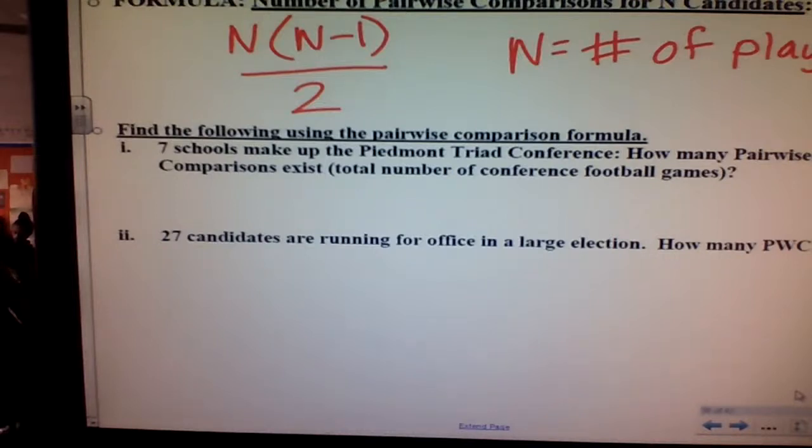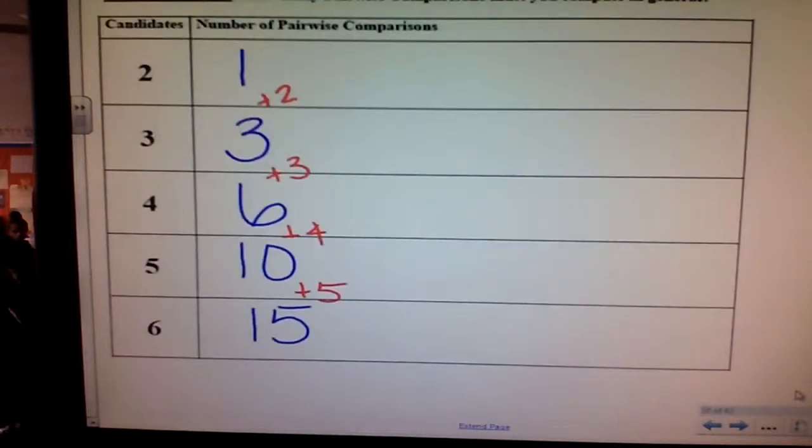Most of you are not going to remember n times n minus 1 divided by 2. I sure don't. So, I'm going to flip back. What you do is you take how many players you have. You multiply it by how many people they have to play. And then divide it by 2.